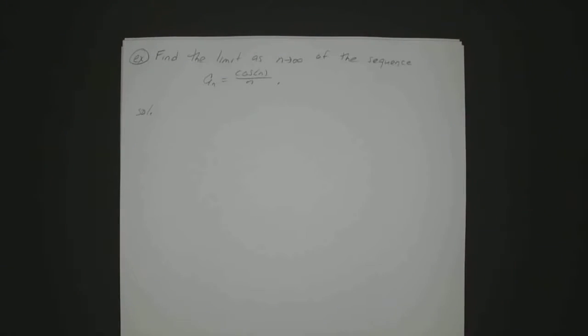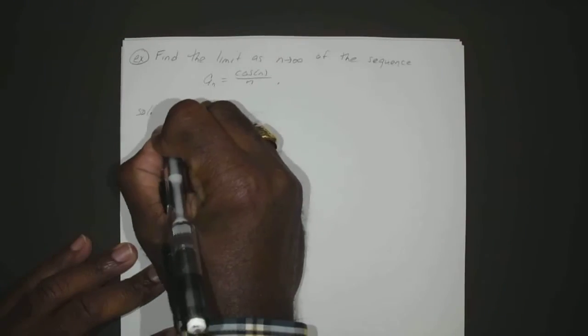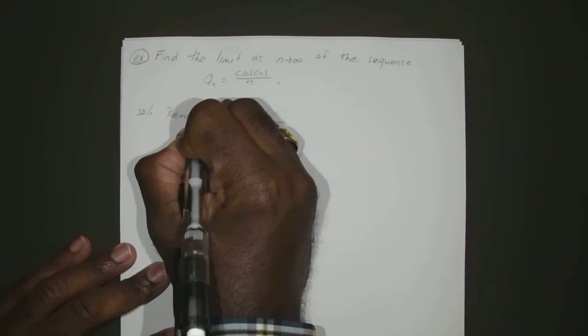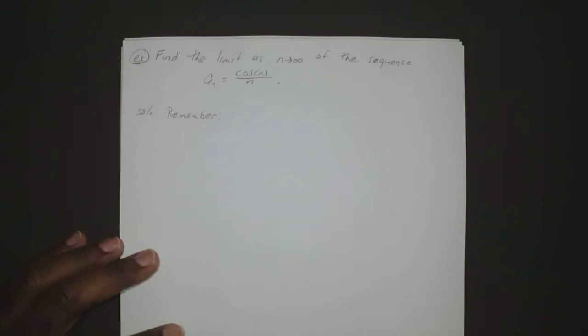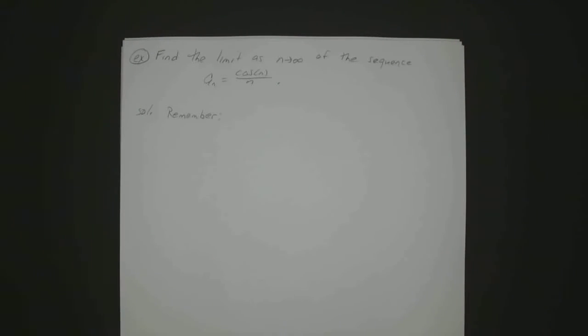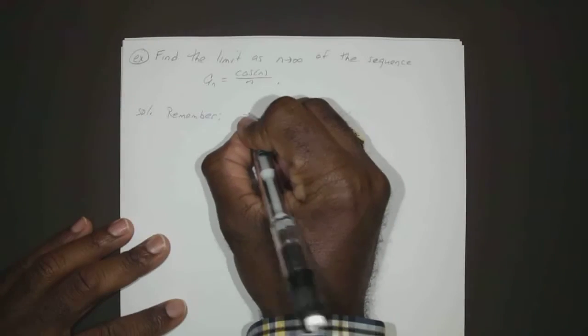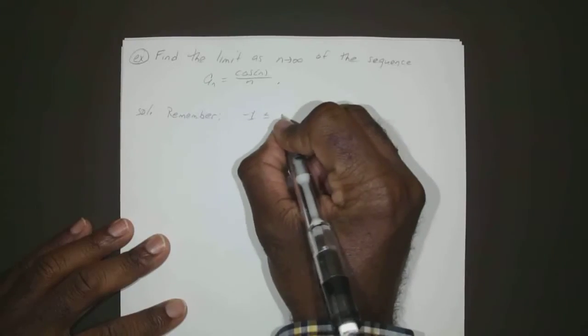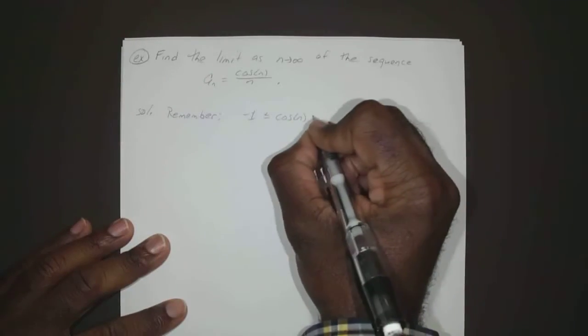Okay. So here we just want to start off with the fact that cosine is always going to be between negative 1 and 1. So we know that negative 1 and 1 are your borders for cosine. Okay. So what if we get each one of those terms and divide by n?